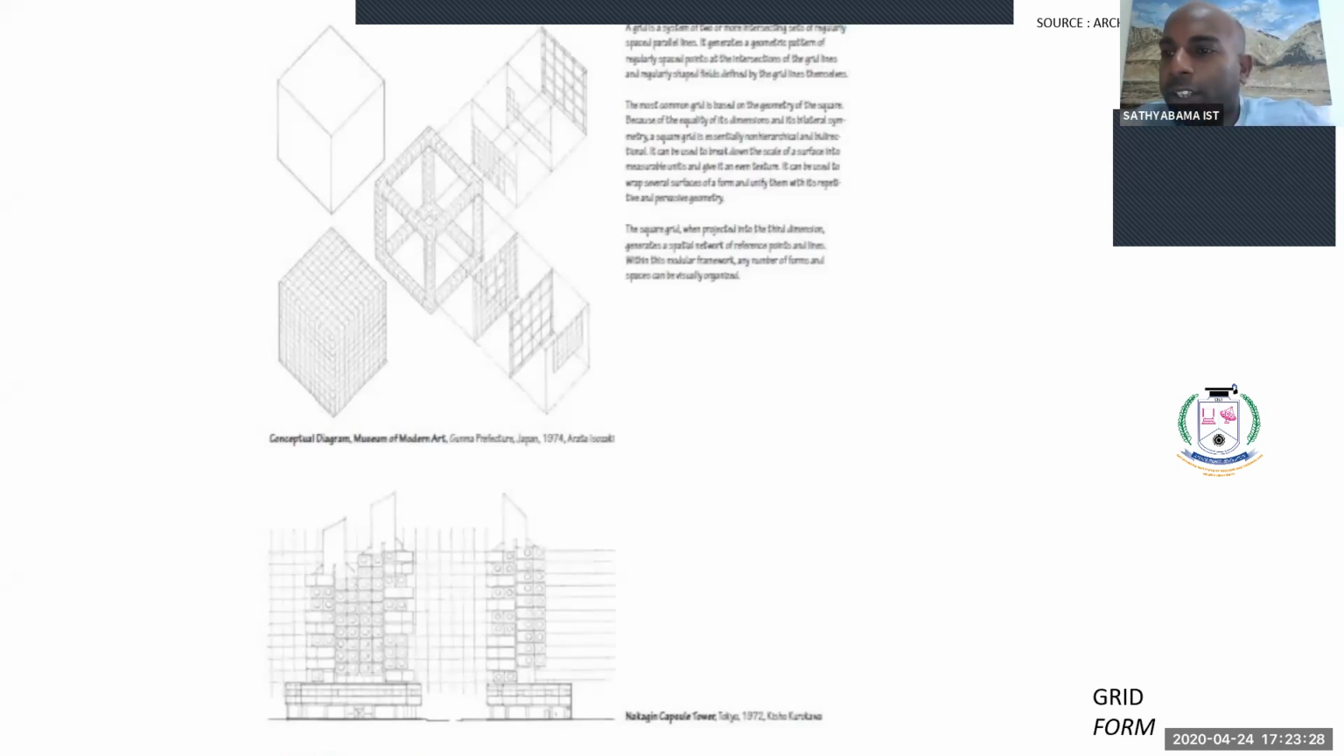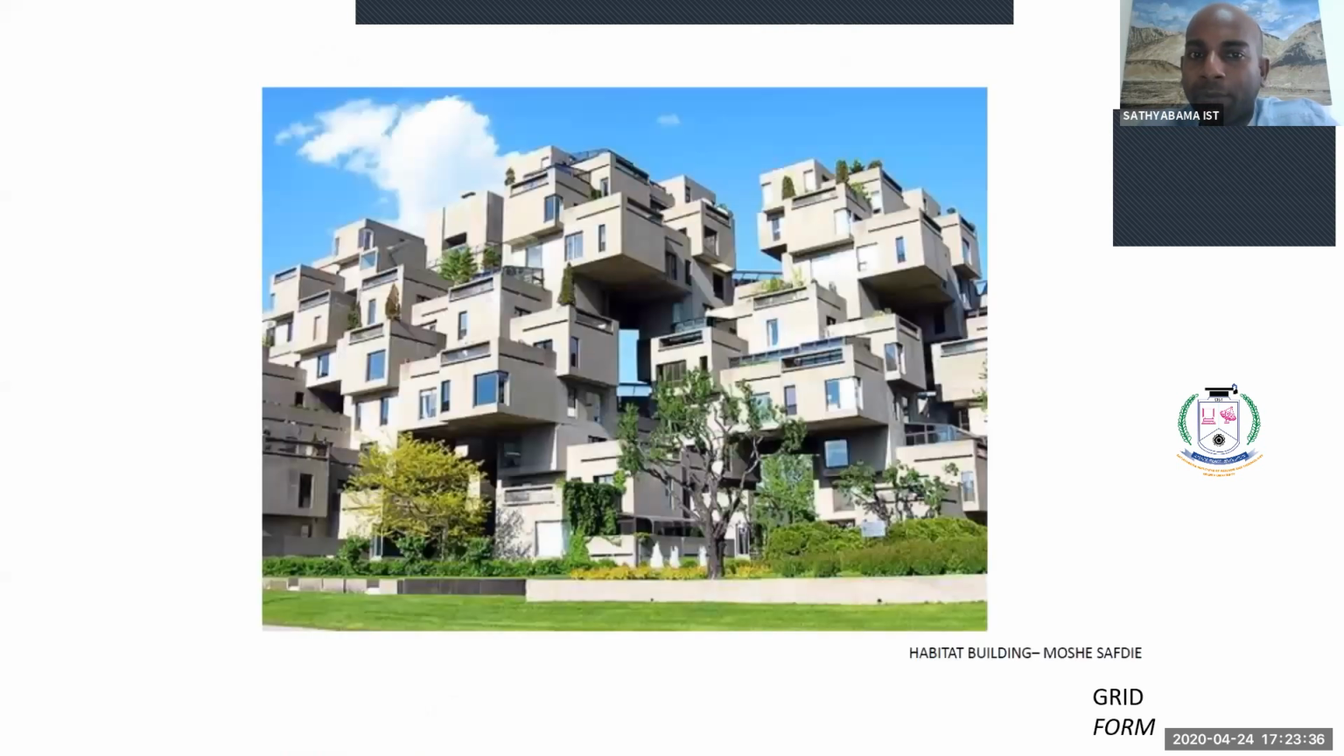So there are some very interesting examples of this. One is the capsule building in Tokyo, and the other, which is a little more informal, is the Habitat building by Moshe Safdie. I think this is in Israel.